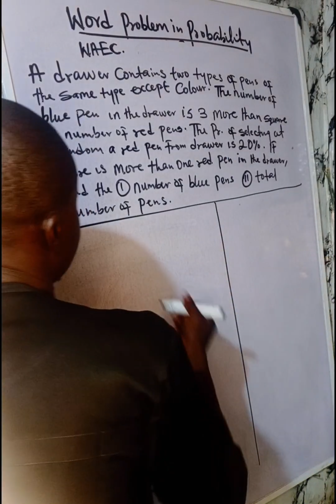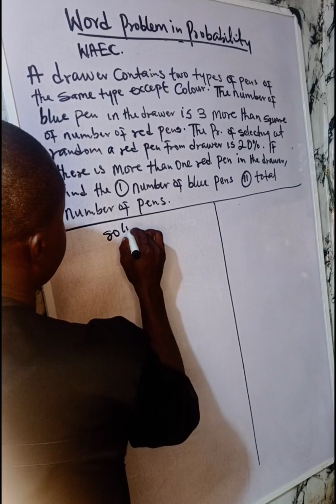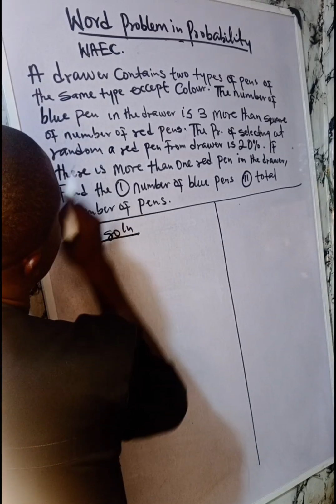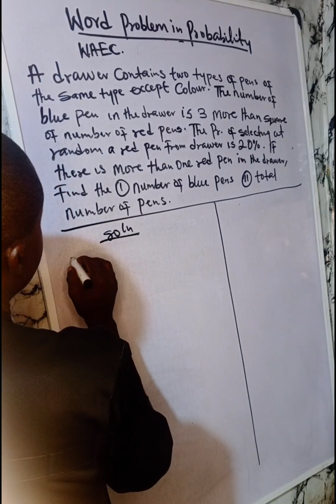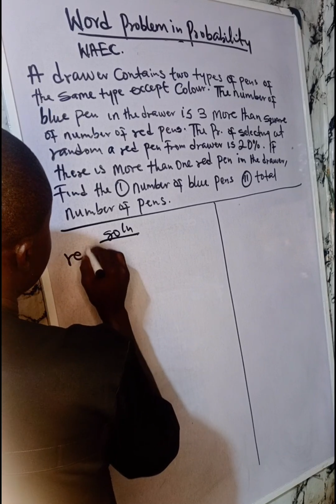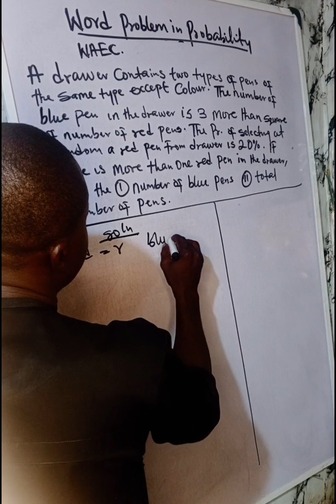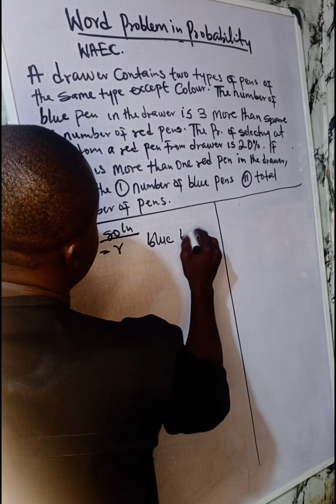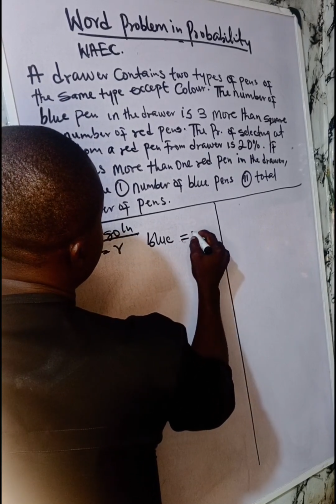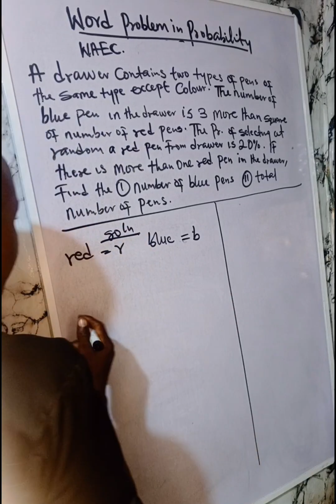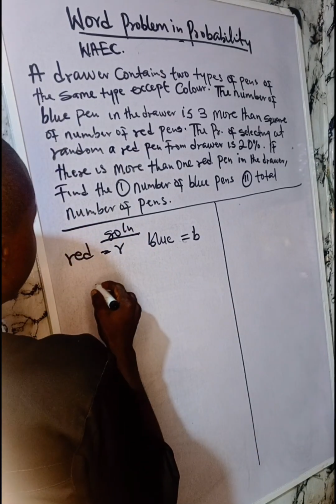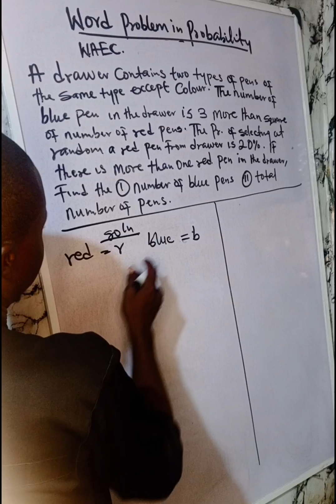Now let's solve it quickly. Solution. We can now say let the red pen be R and the blue pen be B. Now for us to solve further, we need to start simplifying this expression.